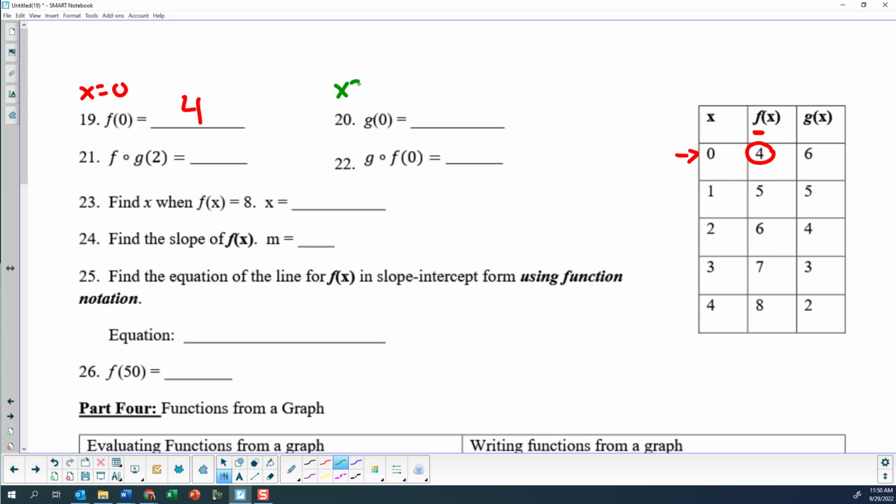G of 0, again, we want x to be 0, but this time we want to look at the g function.